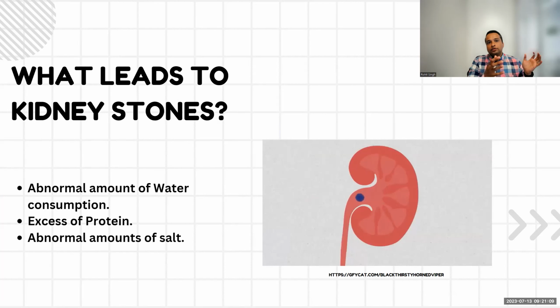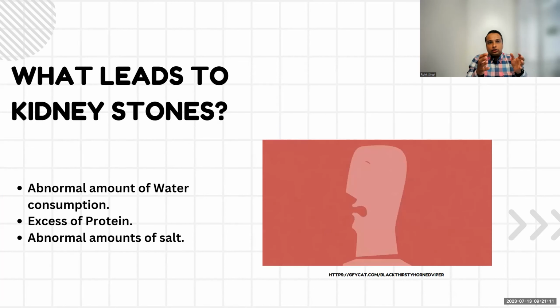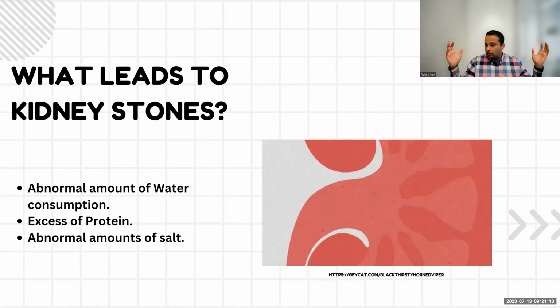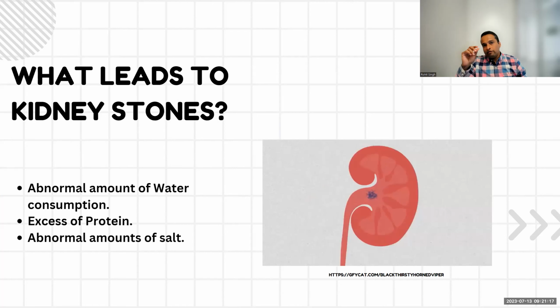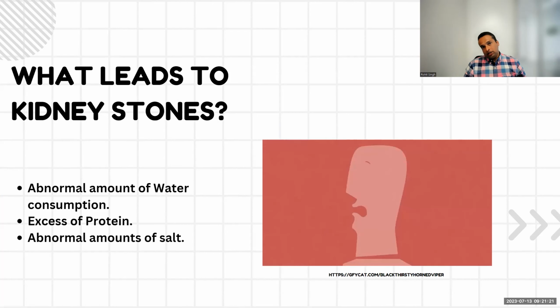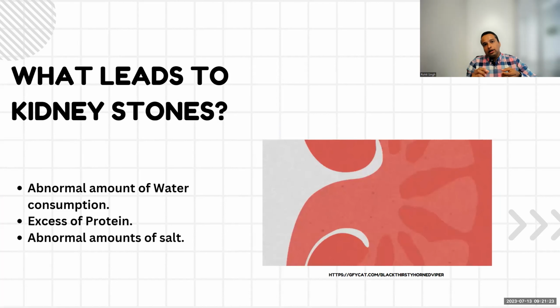You're having a lot of salty food, a lot of proteins, and a lot of excess supplements or whatever it is. If you don't maintain that over a period of time, first it will form small stones. You might see them in your urine, you might not. But if you keep continuing that, then they will lead to larger kidney stones.